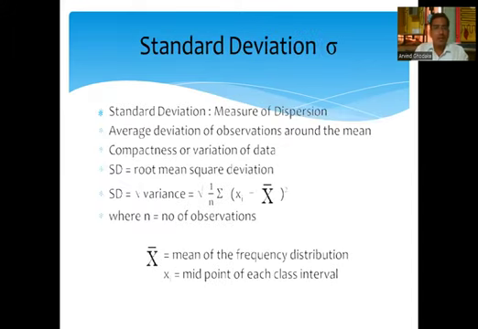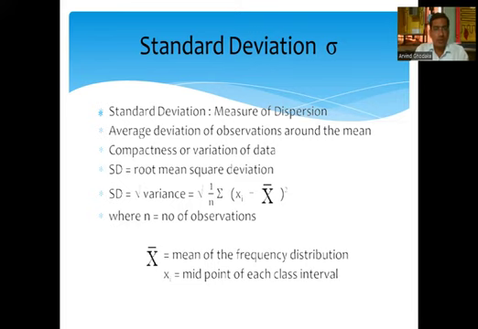Next is the standard deviation. It measures the dispersion or spread, the average deviation of observations around the mean. Standard deviation is the compactness or variation of the data. So the definition of the standard deviation is the root mean square of deviation.